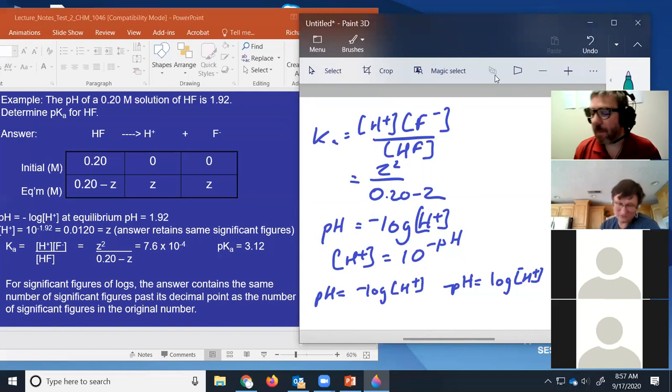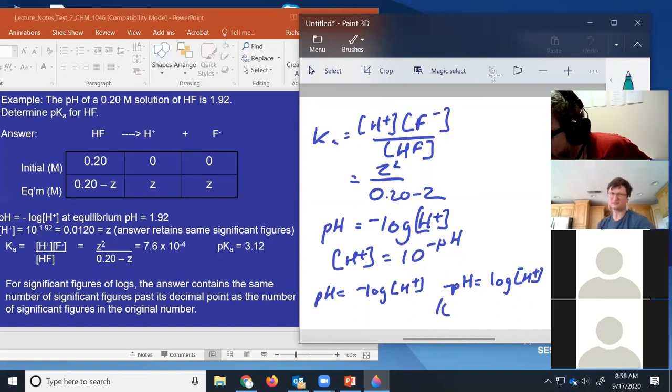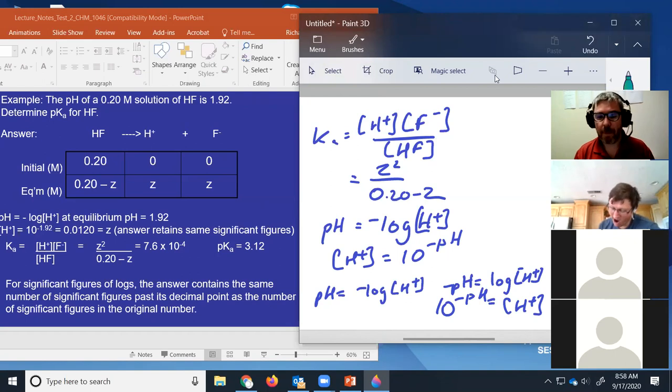Now look on your calculator. What do you see as the second function for the log button? Take a look. I'm waiting. What do you see as the second function on the log button of your calculator? Are you referring to 10 to the exponent of x? 10 to the x, right? That's what it says. So that's the opposite, or the inverse log, if you will. 10 to the negative pH equals H plus. That's where that comes from. Does anybody have any questions?